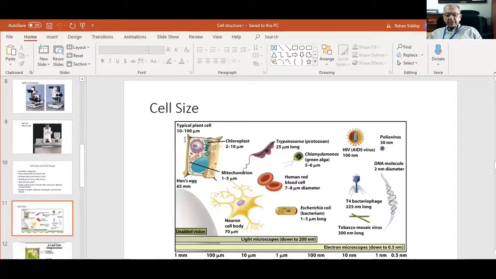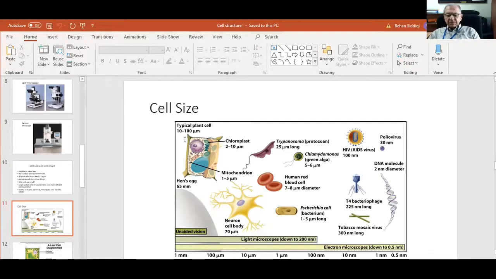This gives you an idea about cell size, and here you have to learn two terms. One is micrometer or micron. Earlier it was called micron, now it is called micrometer. Micrometer is 1/1000th of a millimeter or 0.001 millimeter. So when you see something under the microscope, you measure it in micron, 1/1000th of a millimeter. Then there is a term which is called angstrom or nanometer. Nanometer is 1/1000th of a micrometer.